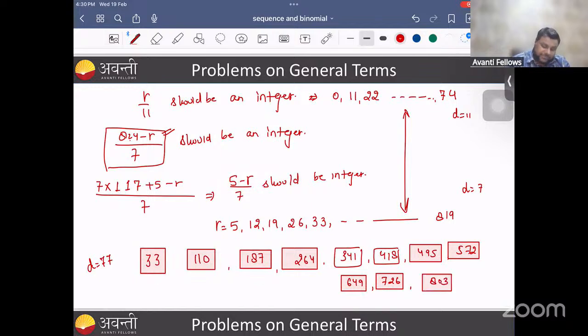So that means 1, 2, 3, 4, 5, 6, 7, 8, 9, 10, 11. So total 11 values of R. That means there are total 11 terms which are integral, where there is no radical sign. Understood?